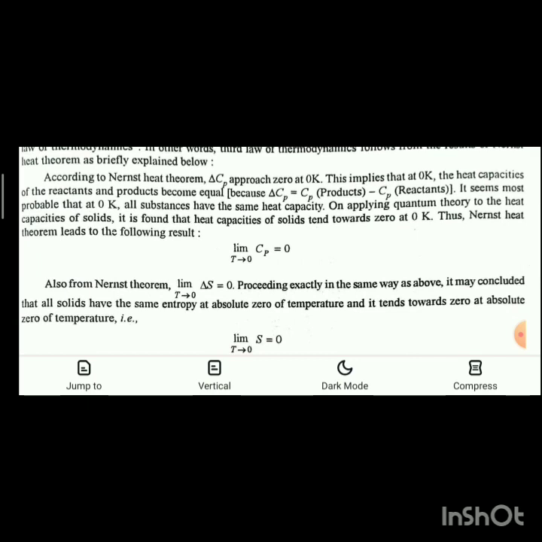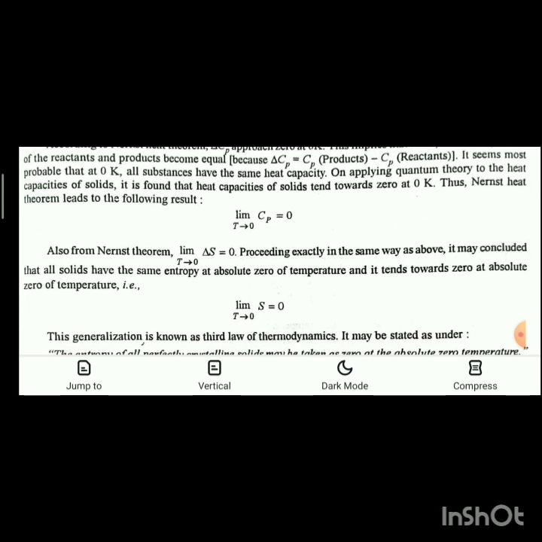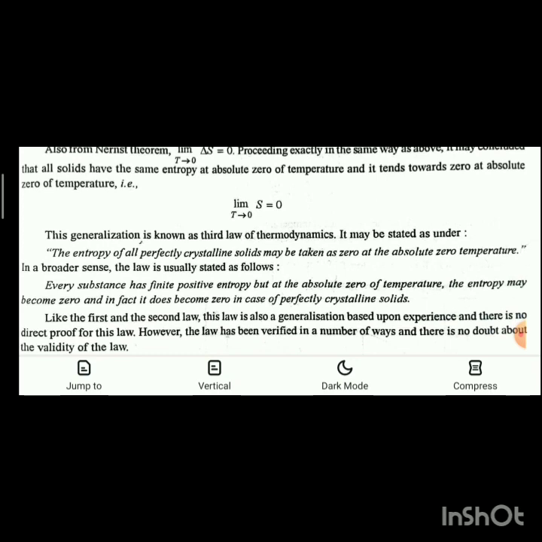On applying quantum theory to the heat capacity of solids, it is found that heat capacities of solids tend towards 0 at 0 Kelvin. Thus, Nernst heat theorem leads to the following result. Limit T tends to 0, Cp equals 0. Also from Nernst theorem, limit T tends to 0, ΔS equals 0. Proceeding in the same way, it may be concluded that all solids have the same entropy at absolute zero of temperature, and it tends towards 0, that is, limit T tends to 0, S equals 0. This generalization is known as the third law of thermodynamics.